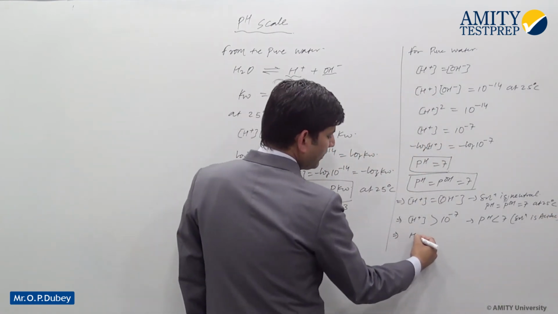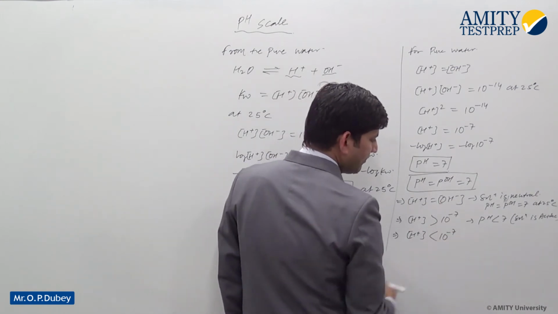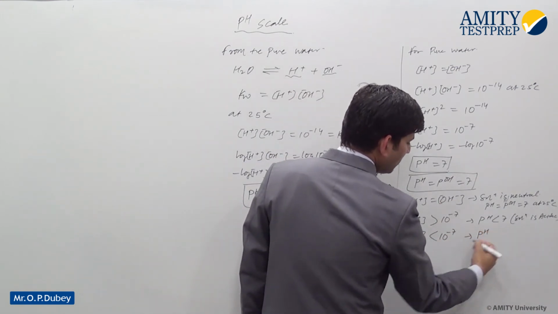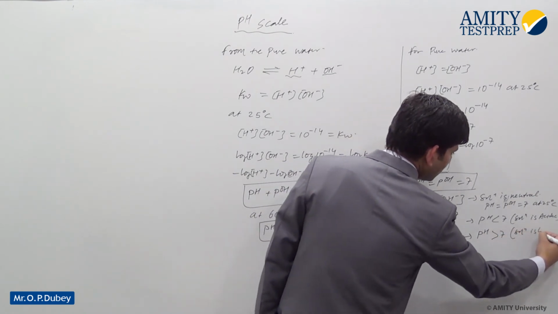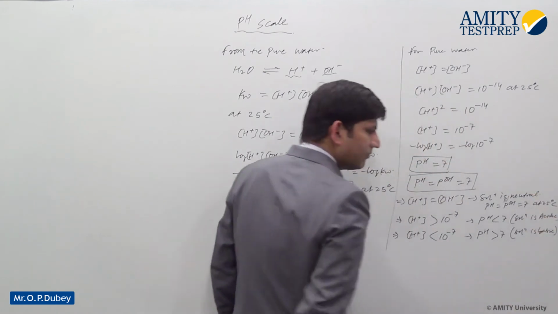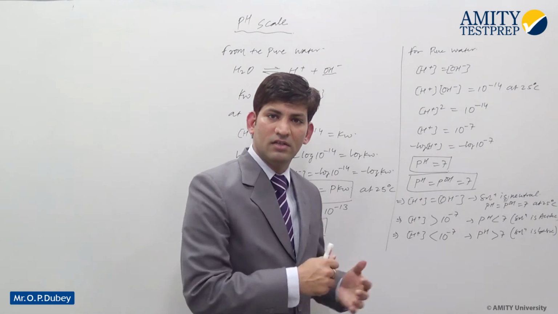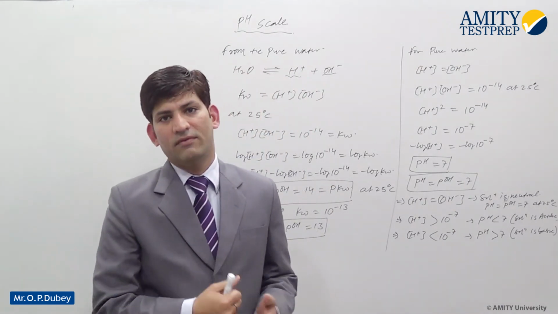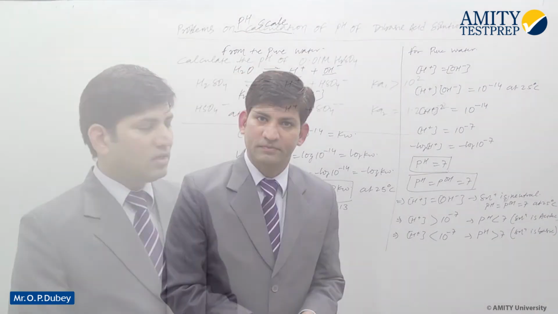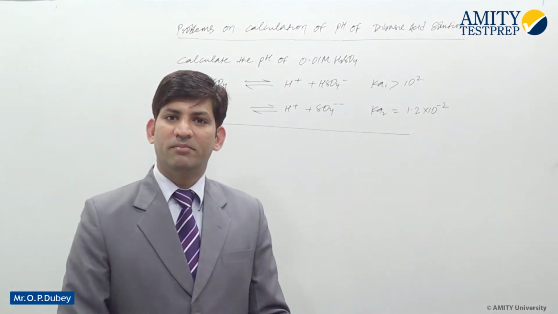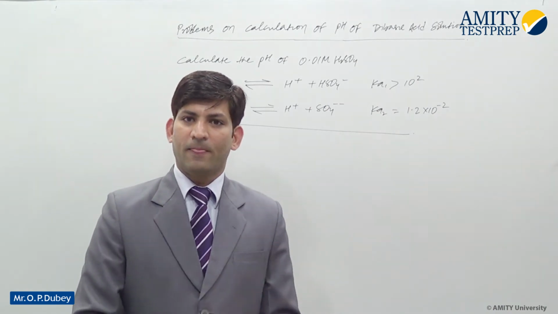And if the H plus ion concentration is less than 10 raised to the power minus 7, the pH of the solution is greater than 7, that means the solution is basic. That means if the pH of a solution is known, we can determine whether the given solution is acidic, basic, or neutral. I am going to discuss how to calculate the pH of a polybasic acid or polyprotic acid.